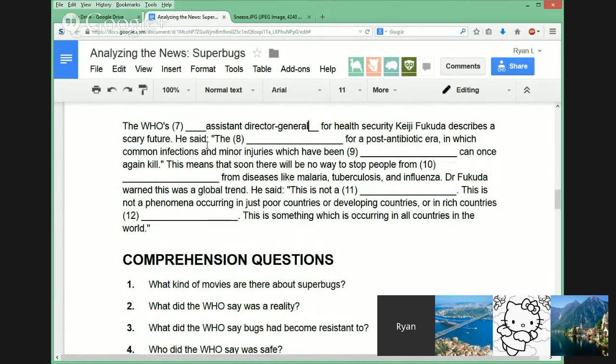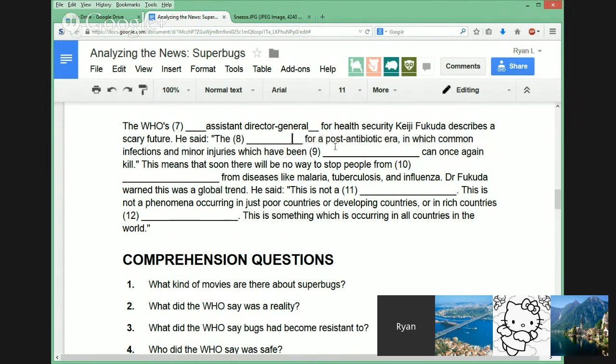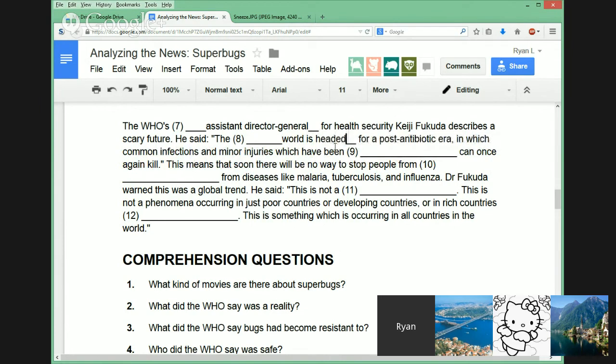The second one, okay. He said the world is headed for a post-antibiotic era in which common infection and minor injuries which have been, I didn't listen here. I don't know. Yeah. No problem. We'll get it. Let me fill in number 8 here. You got that exactly right. It is the world is headed for a post-antibiotic era.